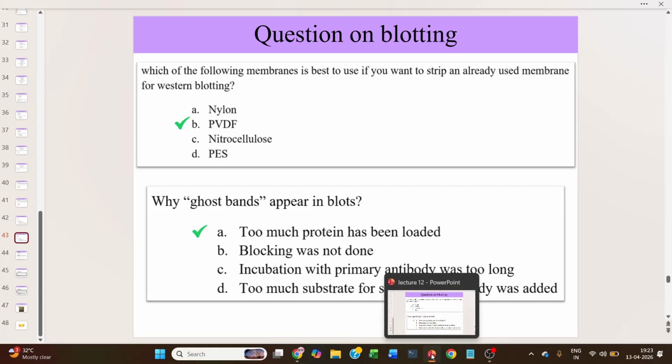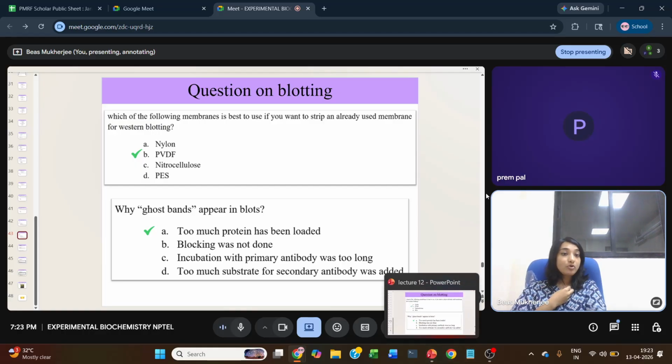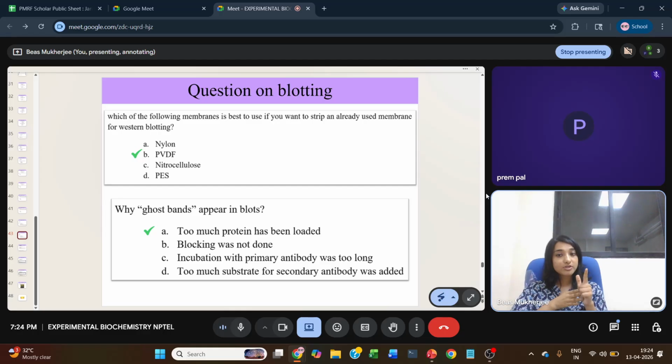So too much protein, if that has been loaded, then it can appear as a ghost band. And if the blocking is not done and if incubation with the primary antibody is too long, then you will see a lot of non-specific bands as well.